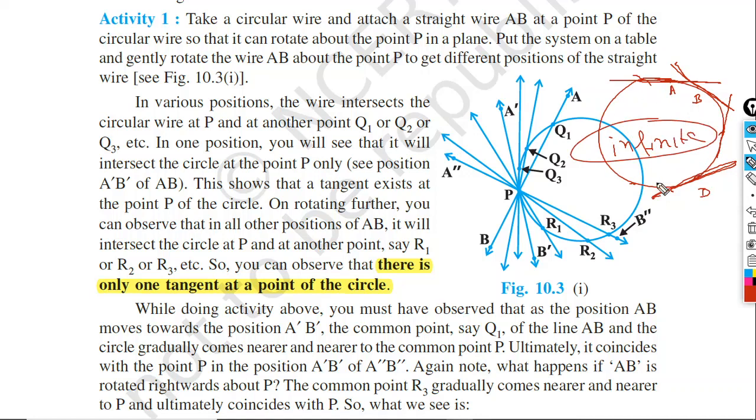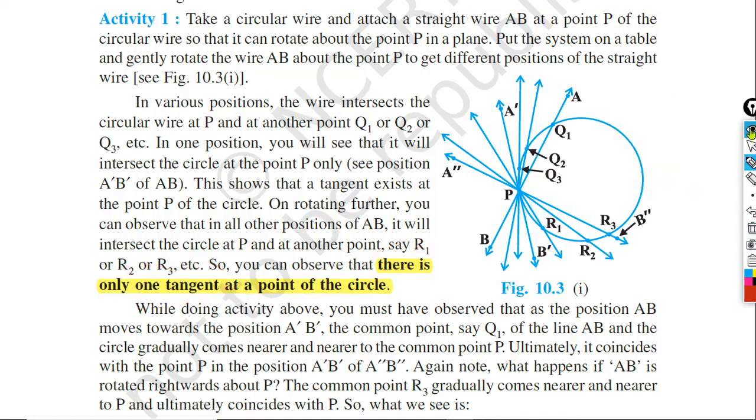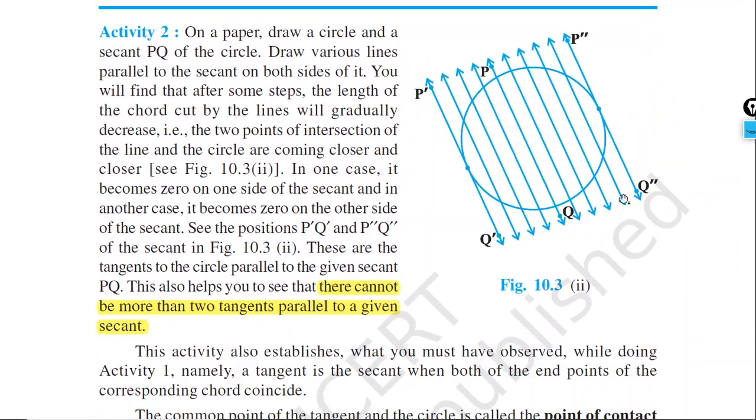So how many tangents are possible? An infinite number of tangents is possible. But the most important thing is that there is only one tangent at a point of a circle. At one point there can be only one tangent. So this is the concept. Now we will move to another activity.